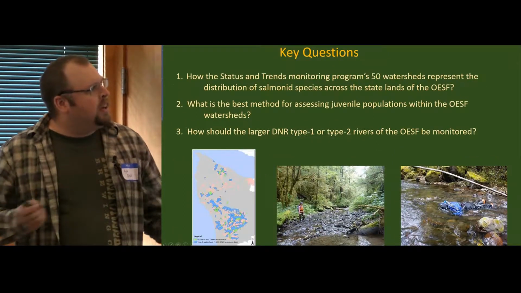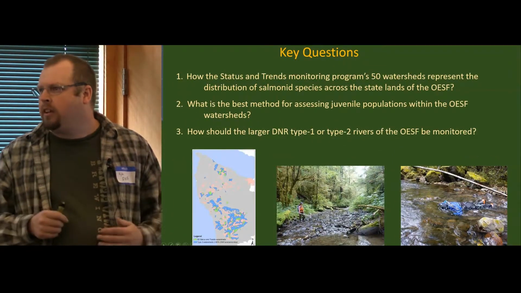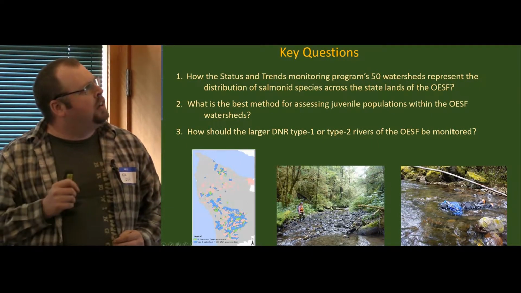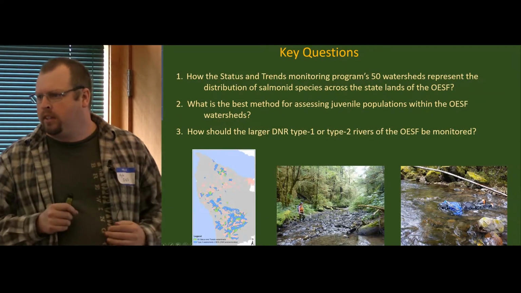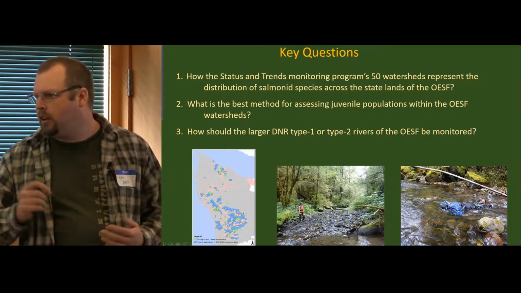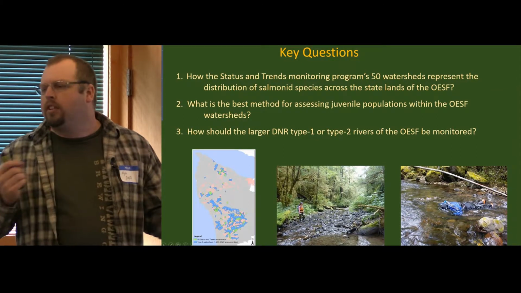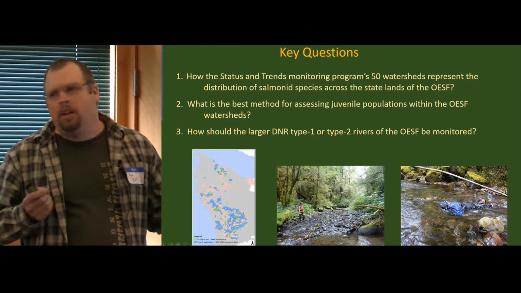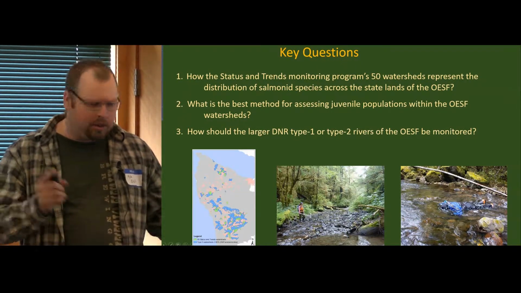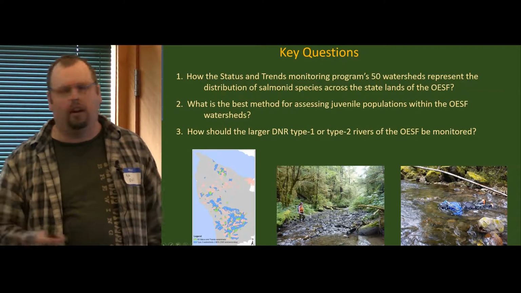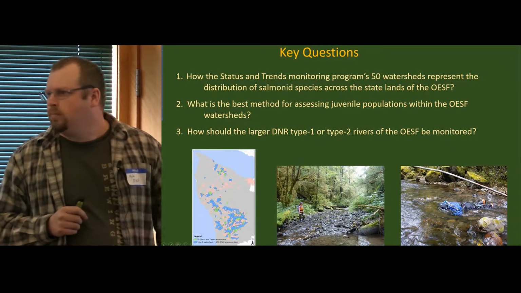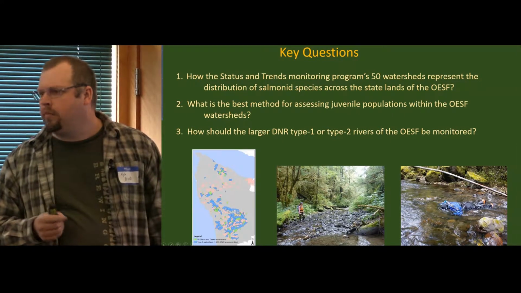So before we could really get started on this, there's 3 things that I really need to look at. One was, how do the Stas and Trends 50 basins represent for fish? Because they were designed for medium slope basins. Also, what is the best way of sampling juvenile fish in these basins? Should we do a small sample or a large area? And then finally, how should we do the Type 1 and Type 2 stream basins with snorkeling?